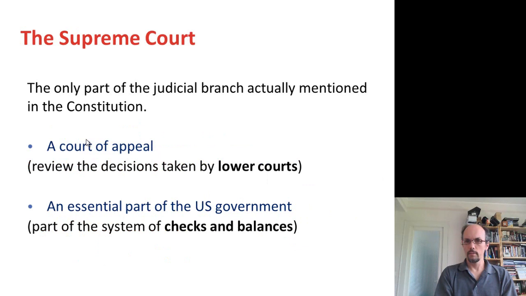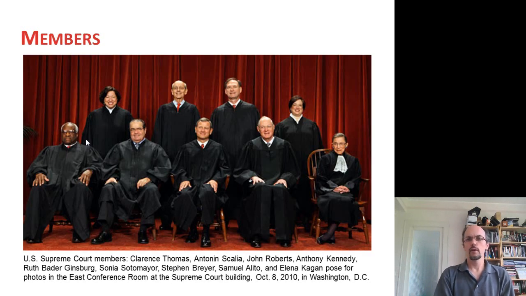A court of appeal, reviewing the decisions taken by lower courts, but also an essential part of the US government. So far, we've seen that it's a body of justice. It just functions as a court of justice. That's not very political. We'll see how it works. Let's have a look first at the people working in the Supreme Court. You have all their names.